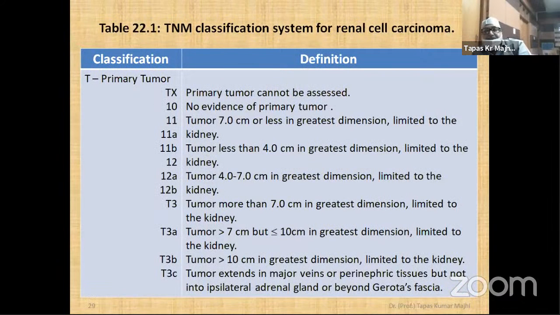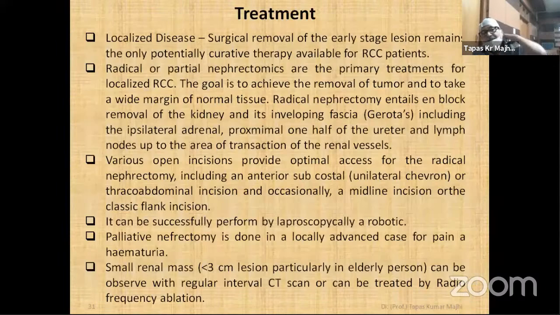TNM classification. This is the well accepted classification for renal tumor, usually based on size of the tumor, lymph node, and metastatic workup. Treatment. Renal cell tumor is a surgical disease. Every attempt should be made to remove the tumor surgically. As a unique feature of renal tumor, renal cell carcinoma is chemo resistant.